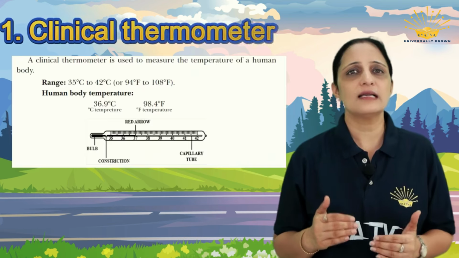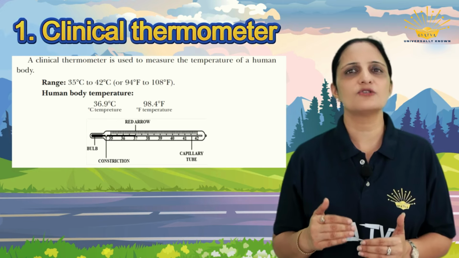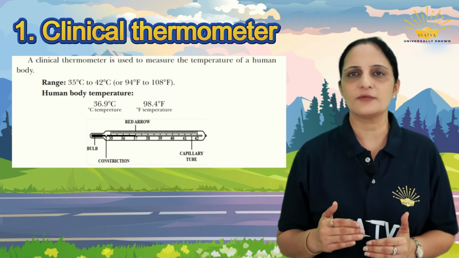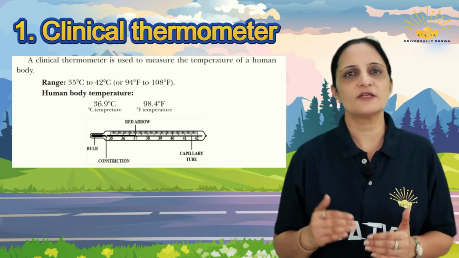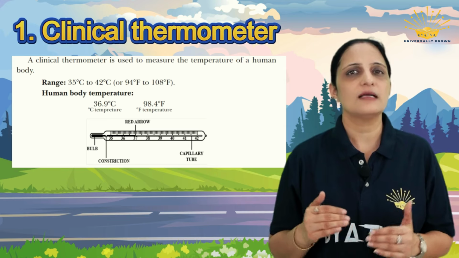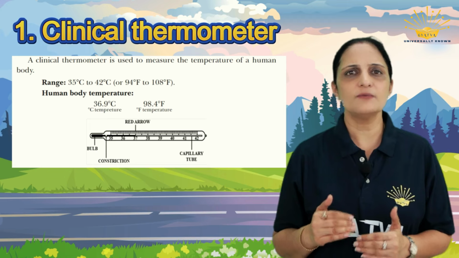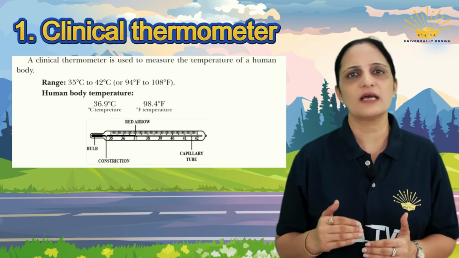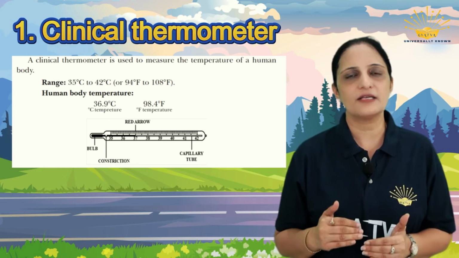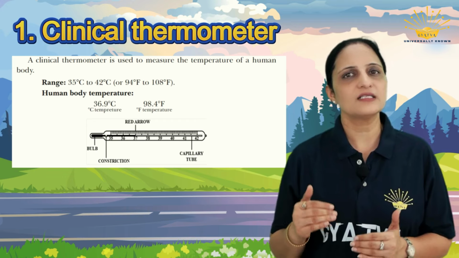The first is the clinical thermometer or the medical thermometer. A clinical thermometer is used to measure the temperature of a human body, as the name suggests. The range of this thermometer varies from 35 degrees Celsius to 42 degrees Celsius, or 94 degrees Fahrenheit to 108 degrees Fahrenheit. The human body temperature is 36.9 degrees C. Degree C is centigrade, a unit of temperature, or 98.4 degrees F, that is Fahrenheit, is the other unit.